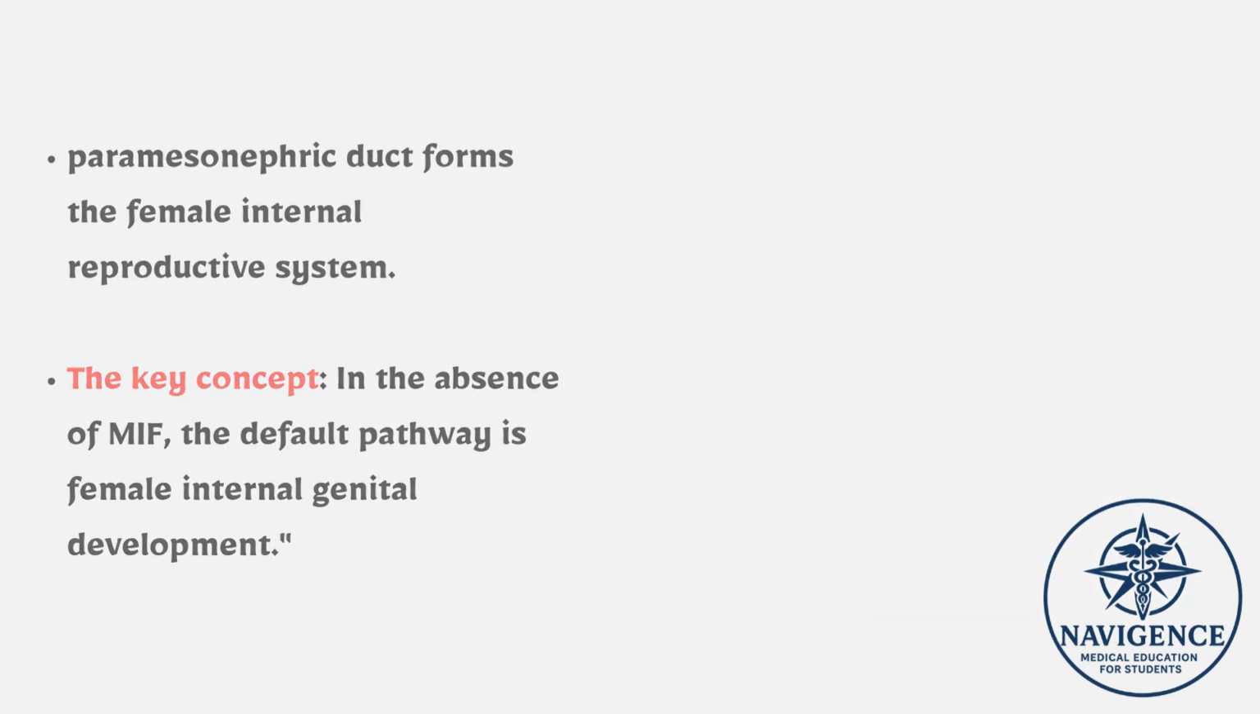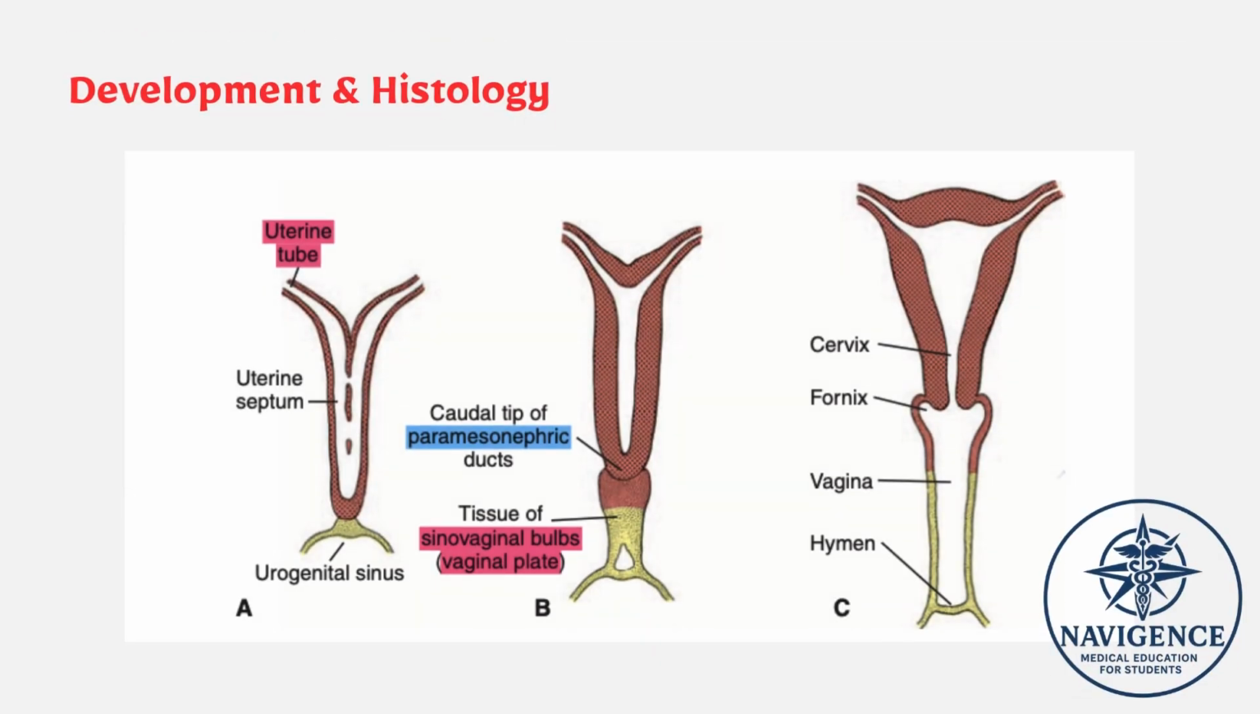So the key concept is that in the absence of MIF, the default pathway is female internal genital development. The paramesonephric ducts develop on each side and then fuse in the midline to form the uterus and the fallopian tubes. During this fusion, a midline septum forms and normally degenerates to create a single uterine cavity. If this process fails, conditions such as a persistent uterine septum or a bicornuate uterus can occur. These are important causes of recurrent pregnancy loss, but we'll cover them separately later.